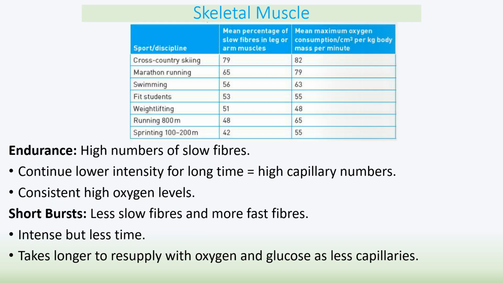If you look at different people with different activities, endurance runners, so for example marathon runners, will have a higher number of slow twitch fibers, which means they can continue their intensity for a longer period of time. They have higher capillary numbers to allow that, which means they have higher oxygen levels and oxygen consumption because they're doing aerobic respiration. Whereas if you're sprinting, you have fewer slow fibers and more fast fibers, which is intense, but you need less oxygen because you're relying on anaerobic respiration and phosphocreatine to replenish that ATP.